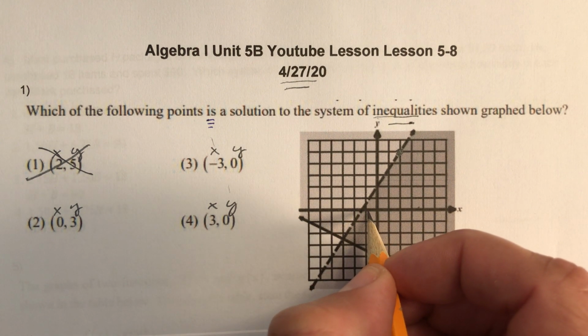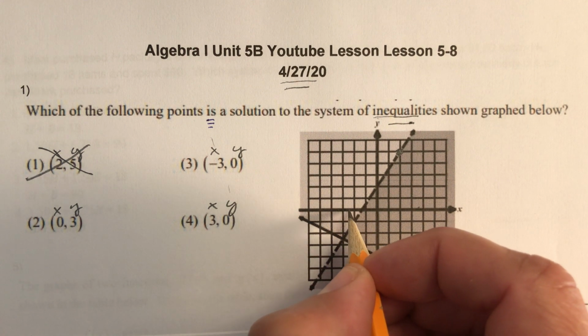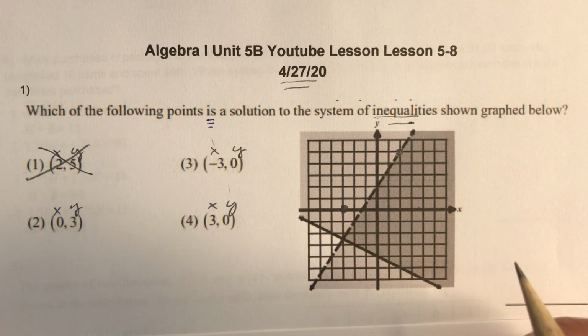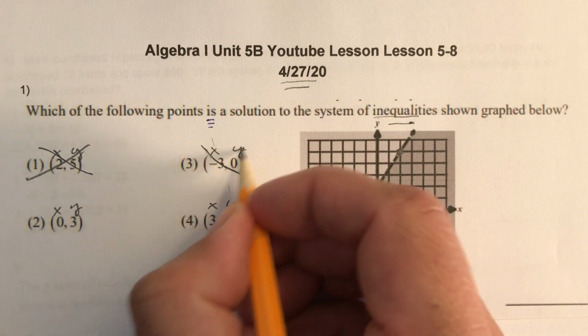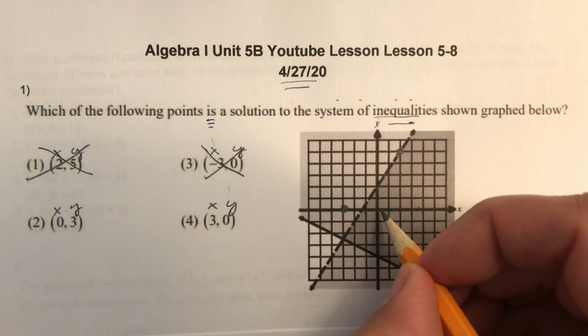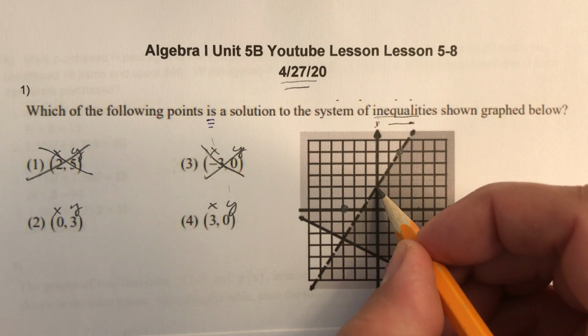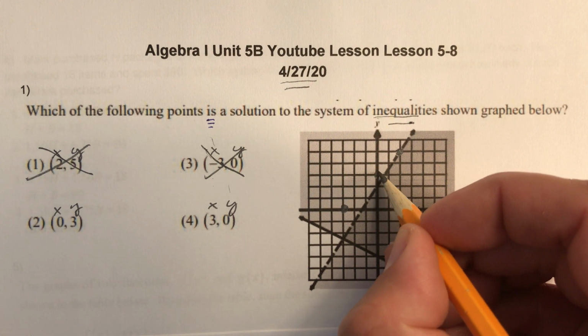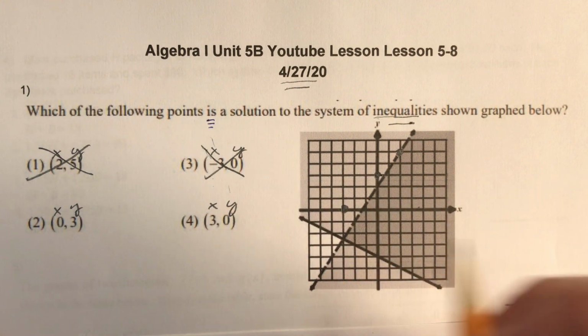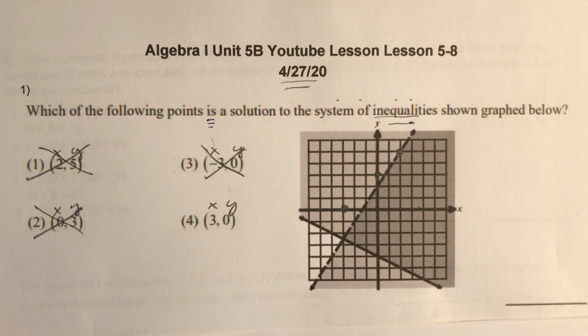-3, 0, that means left 1, 2, 3 on the x and stay at 0 on the y. That is not in the dark overlap. And 0, 3, it means 0 on the x, 1, 2, 3 on the y. It's in some shading, but not the darkest shading, so that's not it.